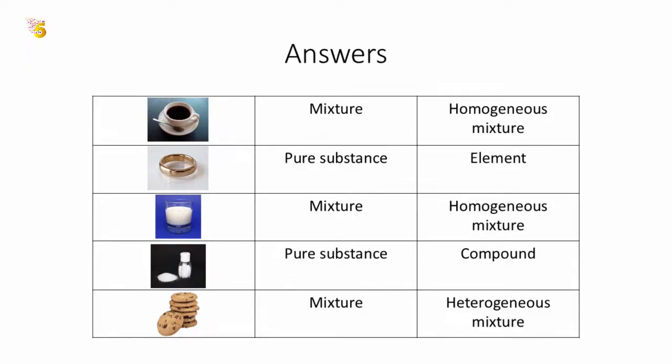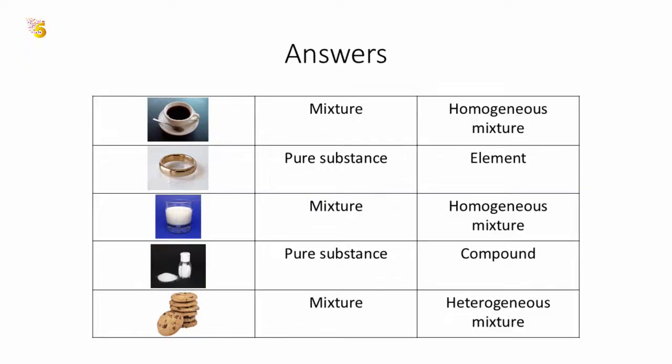The second photo was of a gold ring. Gold is of course a pure substance, and it's an example of an element. The third one, milk. Milk is a mixture. Milk has lots and lots of different things in it, like proteins and fats. It's a homogeneous mixture because they're all mixed throughout it. It looks the same.